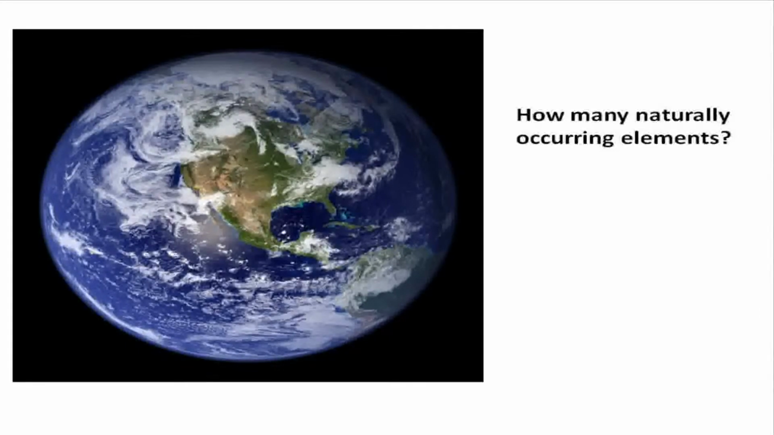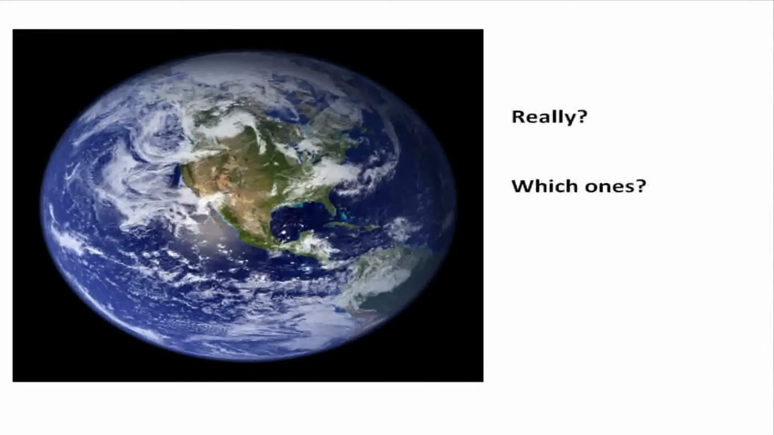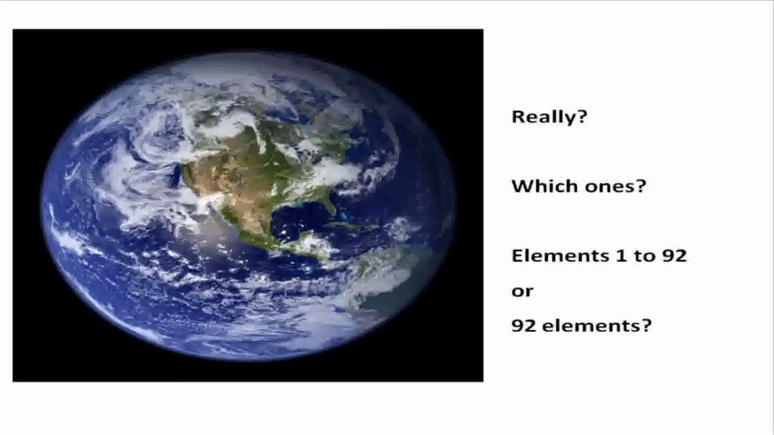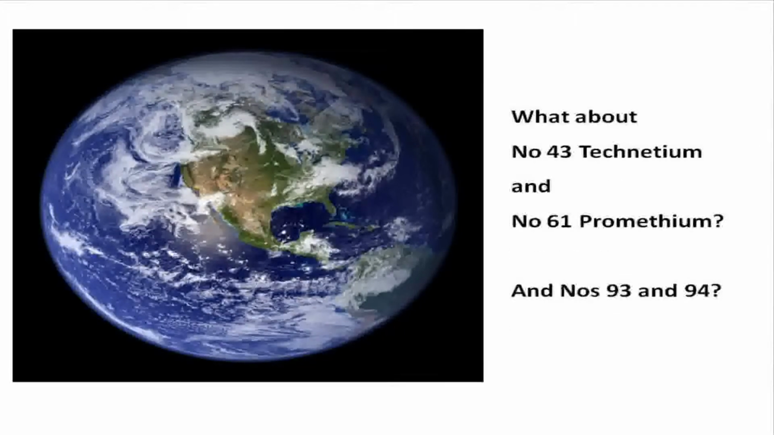So come back to my original question. How many naturally occurring elements are there? Well, stock answer, 92. It's always 92. My granny would probably, well, no. But no, yes, it's 92. Okay, well, really, which ones of them? Are we talking about elements 1 to 92 or 92 elements? Because what about technetium? What about promethium? And what about the extra ones I've talked about?